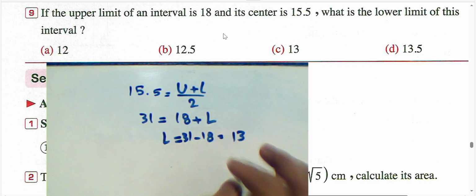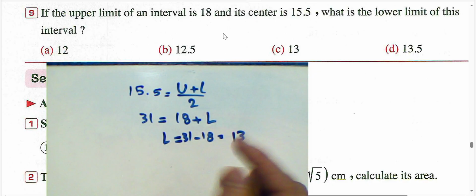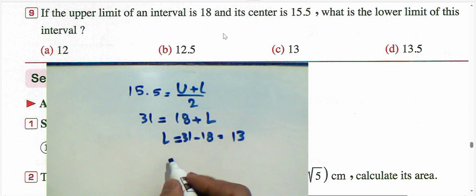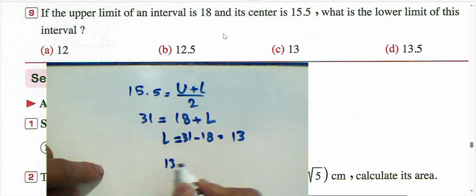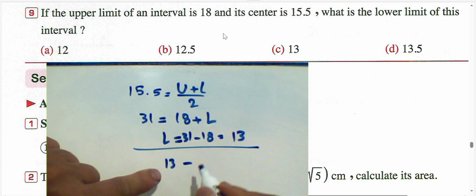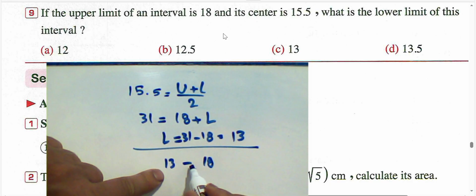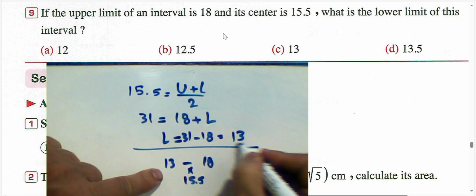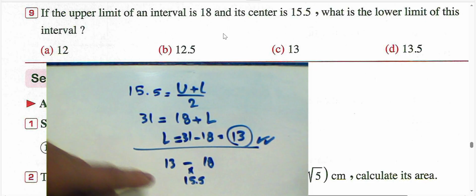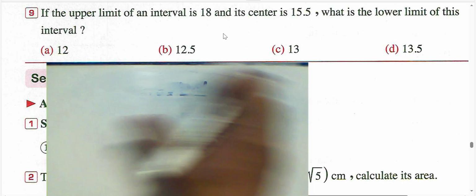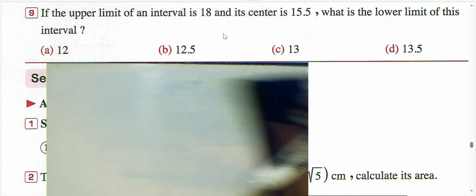He wants to find the lower limit. Do you know this question or not? This interval started from 13 to 18, because the center between them equals 15.5. If we add 18 plus 13 equals 31, divided by 2 equals 15.5. Then the lower limit will be 13. The answer here will be letter C. Next question.